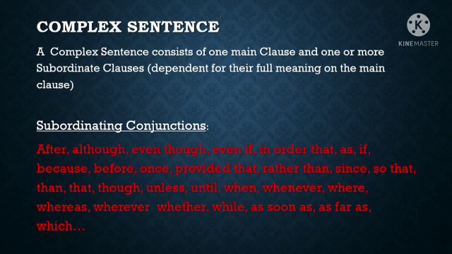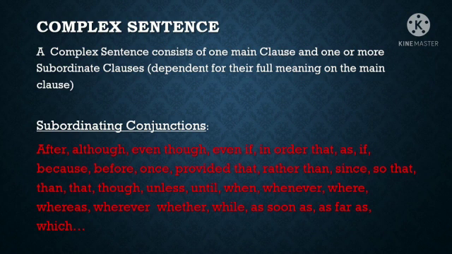So what is a complex sentence? A complex sentence consists of one main clause and one or more subordinate clauses. What is a simple sentence? A simple sentence consists of only one main clause. A compound sentence consists of two or more main clauses connected with a coordinating conjunction. A complex sentence consists of one main clause and one or more subordinate clauses, right?